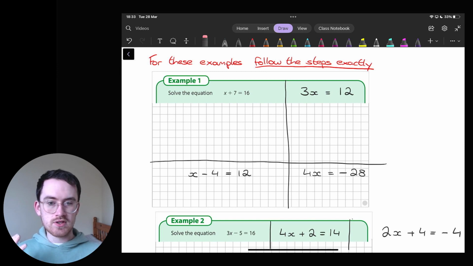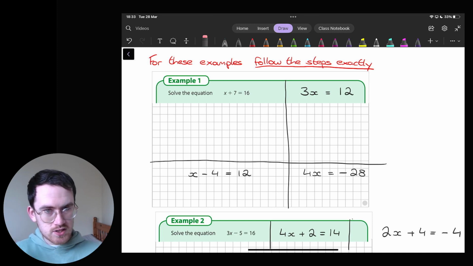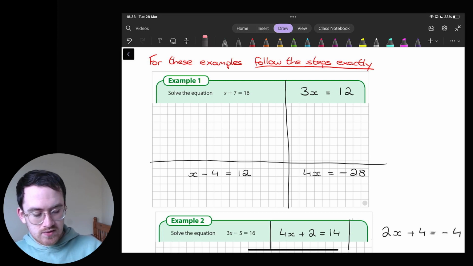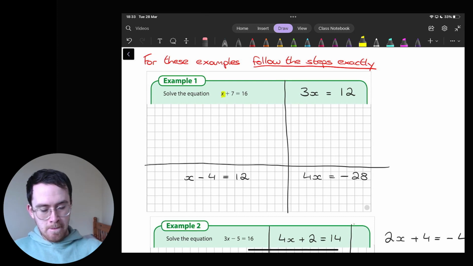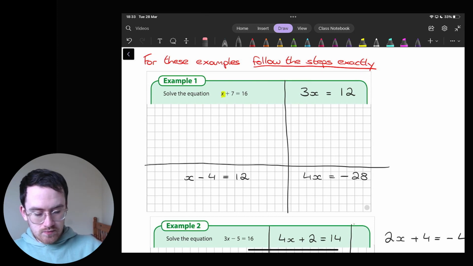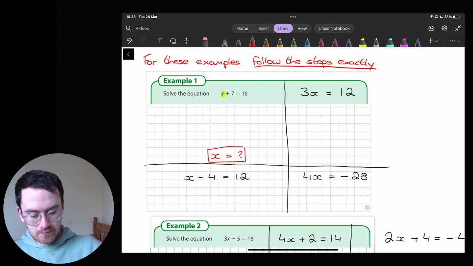That's why this video is not on finding the answer to equations. It's a method for solving equations. It's a method, not just the answer. So looking at this one, x plus 7 is equal to 16. We have to identify our variable. We're looking for x, obviously. So we want to get x on its own. Remember from the start, that's our goal. We want x is equal to something.